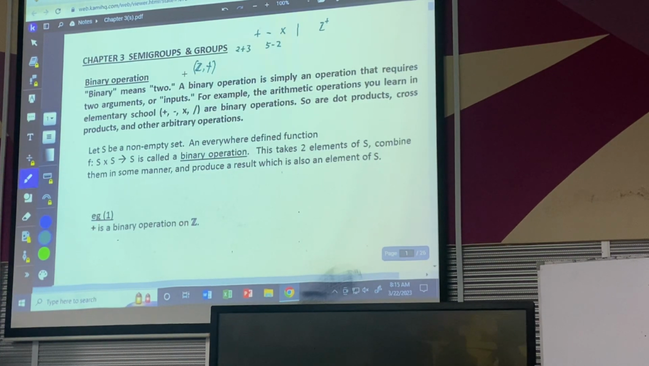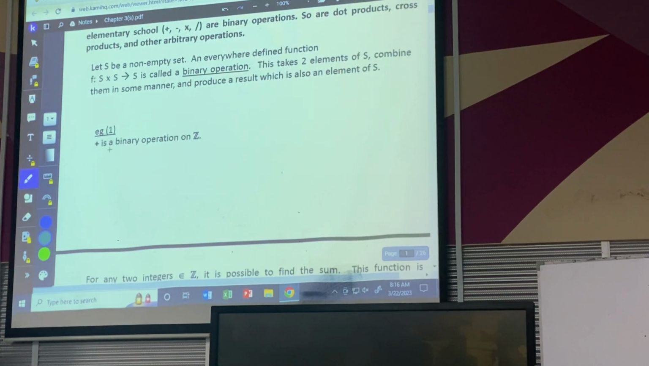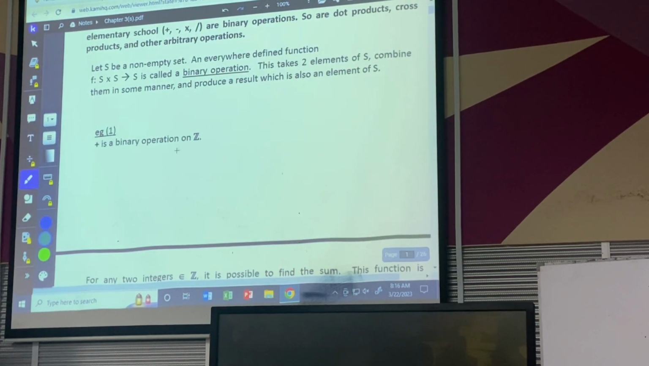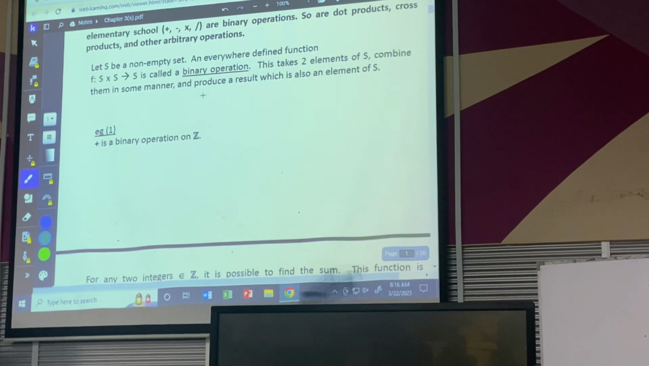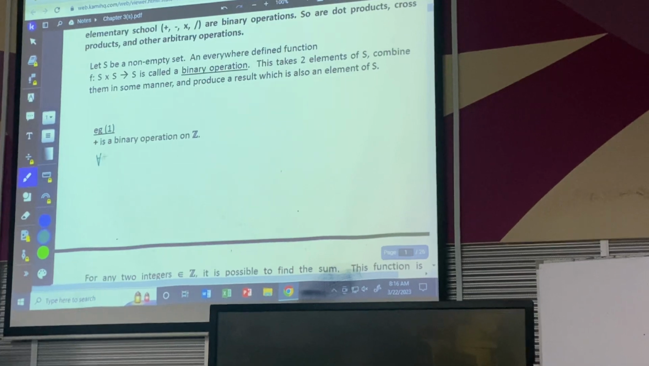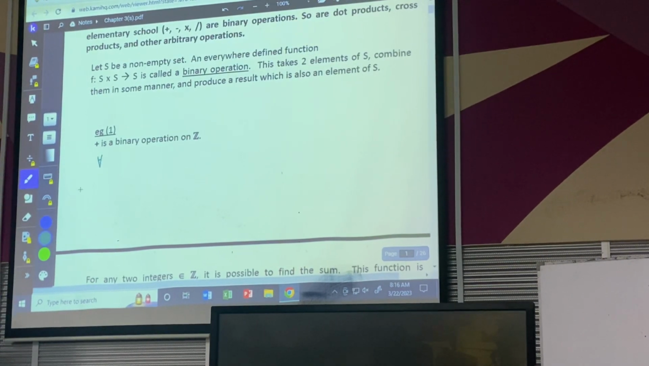So how do we write it? For example, plus is a binary operation on integers. How do we prove that it is valid? We cannot say, oh, 2 plus 3 equals 5, 5 is an integer, then valid. No, we cannot use only one example to show. We need to use any integer. So remember this symbol? You have learned it in your previous discrete maths. What does this symbol mean? What quantifier is this?